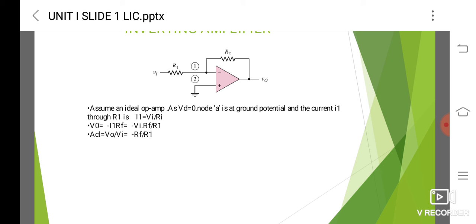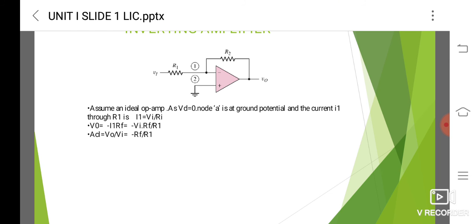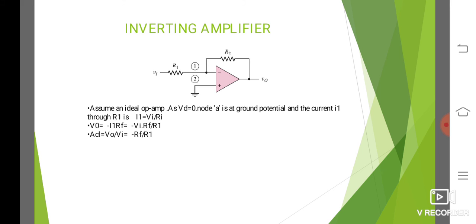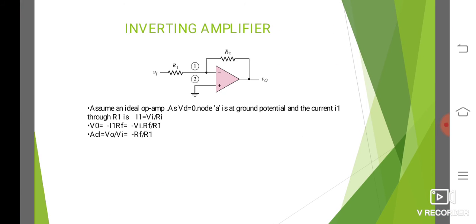And here if we substitute the value of V naught in this equation for I1, and finally by calculation we get the closed loop gain as V naught by Vi equal to minus RF by R1. This is the closed loop gain of this inverting amplifier.